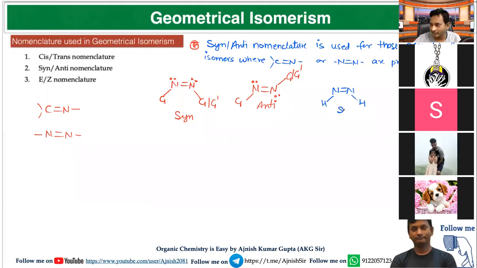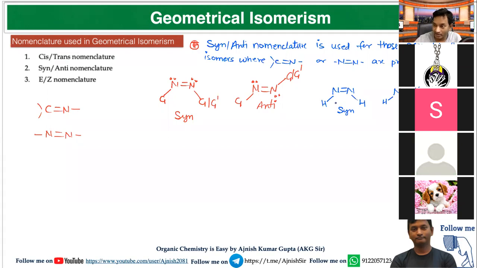Called as syn. And if I write nitrogen double bond nitrogen, here H, what will you say? Syn or anti? Anti. Here it is called as anti. Here it is called as syn. Is it clear to everyone?